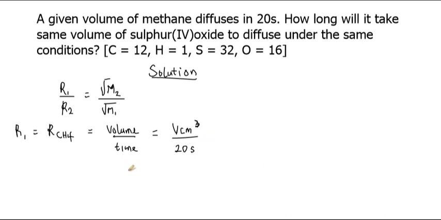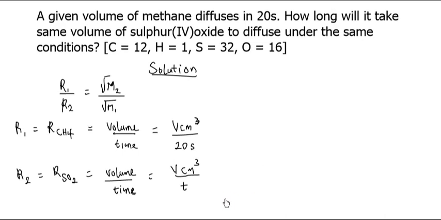Now let's move on to the second gas. The rate of diffusion of the second gas, which is sulphur oxide, we have R SO2. Since the same volume diffuses under the same conditions, we have volume over time. Since it is the same volume, we have V as well, V centimeter cube. The time taken is unknown, so we have that to be T. So now we've gotten the rate of diffusion of the first gas and of the second gas.